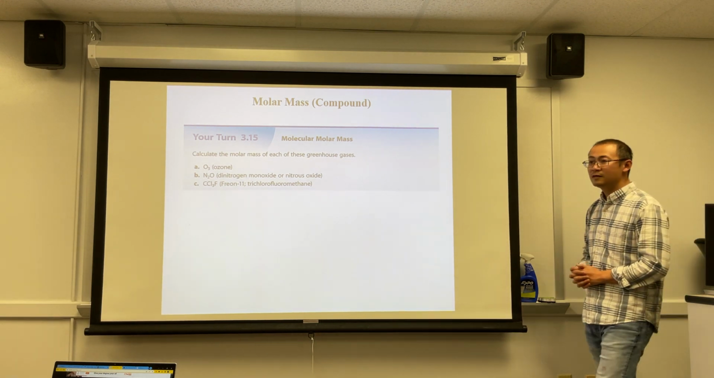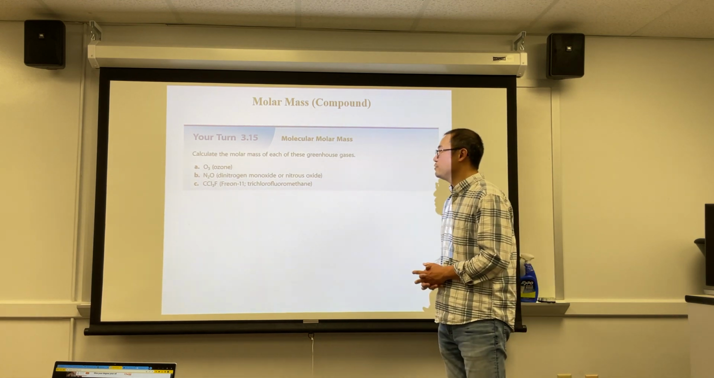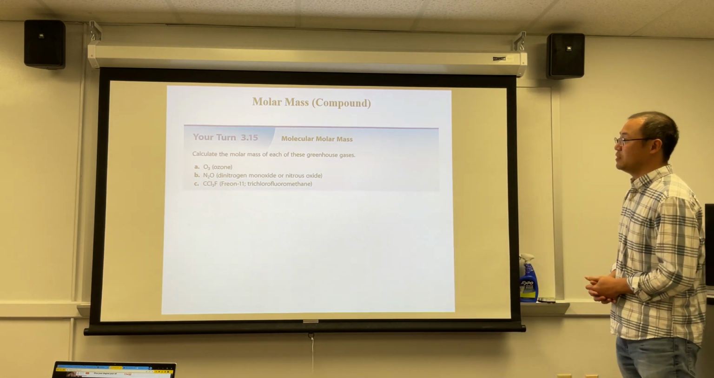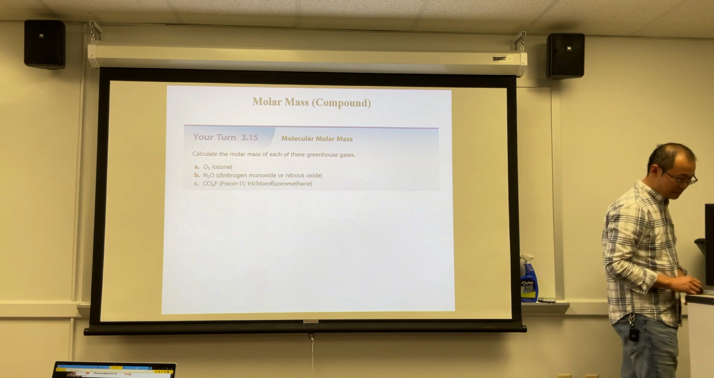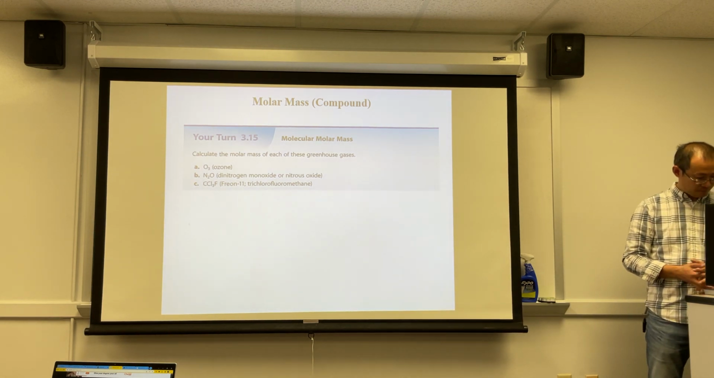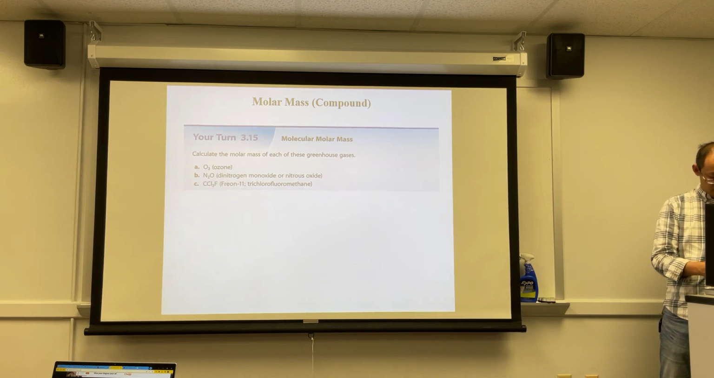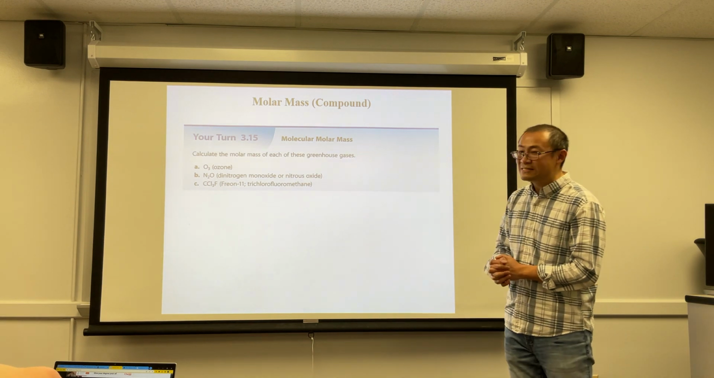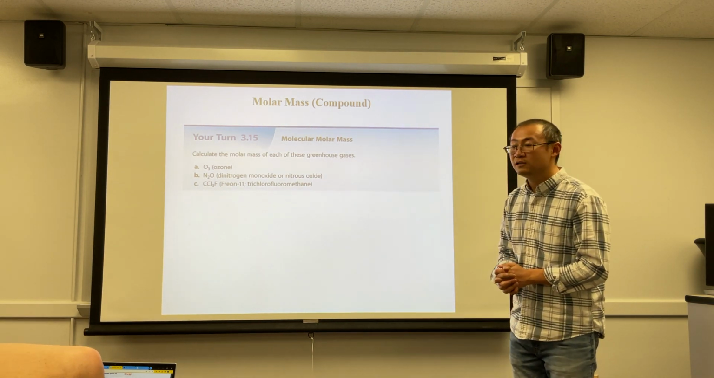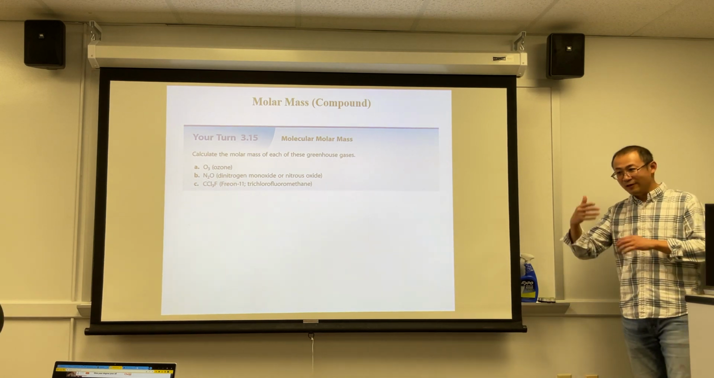Dinitrogen monoxide, or nitrous oxide, is 44.02 grams per mole. Always remember the unit, grams per mole. Very good. How about Freon 11? Grams per mole. Very good. Again, most importantly is the unit.